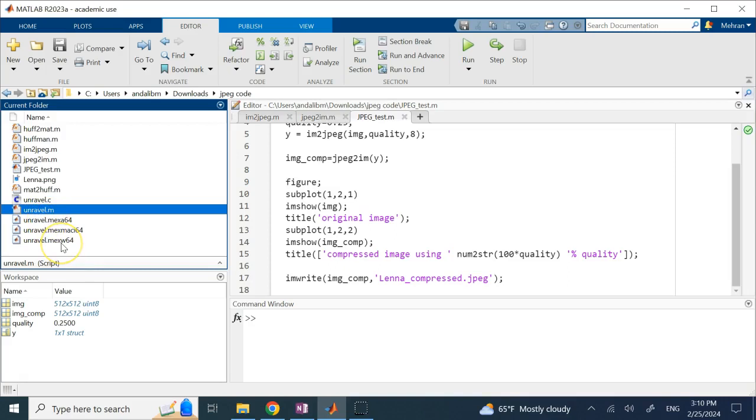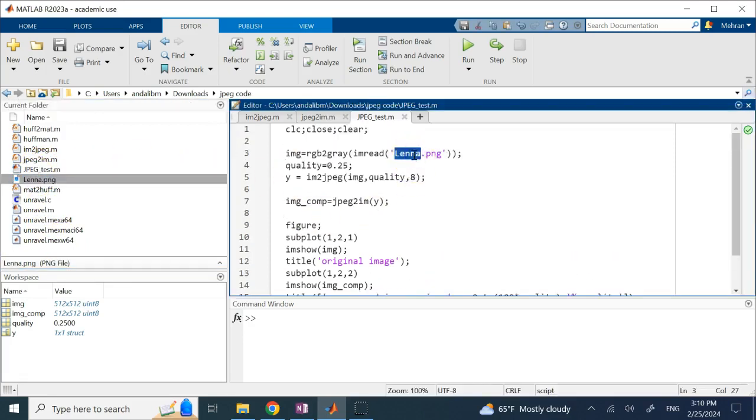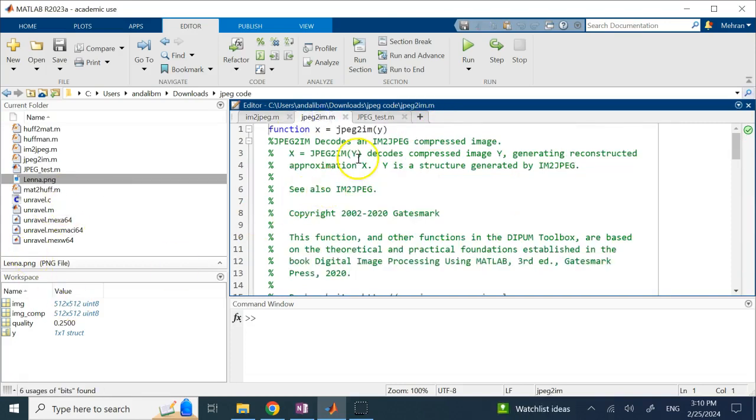So here you have MEX files, and here is my script, the test script, JPEG text. I grab the image Lena, read it, and then store it at a quality of 25%. You see this number is between 0 and 1. The function that stores the JPEG, IM to JPEG, needs your image, which is a grayscale image, the quality, which is between 0 and 1, and the number of bits. Here, these images are all 8 bits.